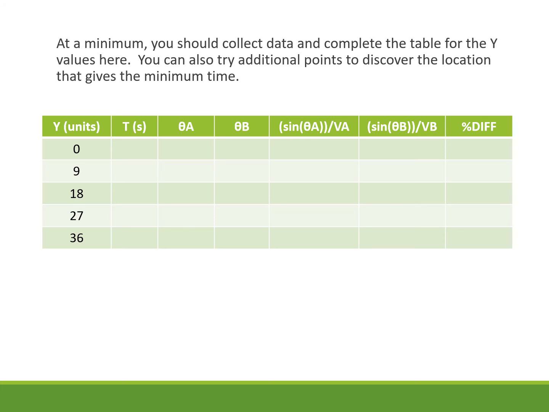Now, if you look at the column of times, you may see that one of them is smaller than the others. So to get a little closer to the minimum, you can also try some additional points. For example, suppose at y equals 9, you find that that's the smallest time. Then try 2 more points at 3 units smaller and 3 units more. In other words, if y equals 9 gave you the minimum time with the values you have so far, then try y equals 6 and y equals 12 as well, and add those to the table.